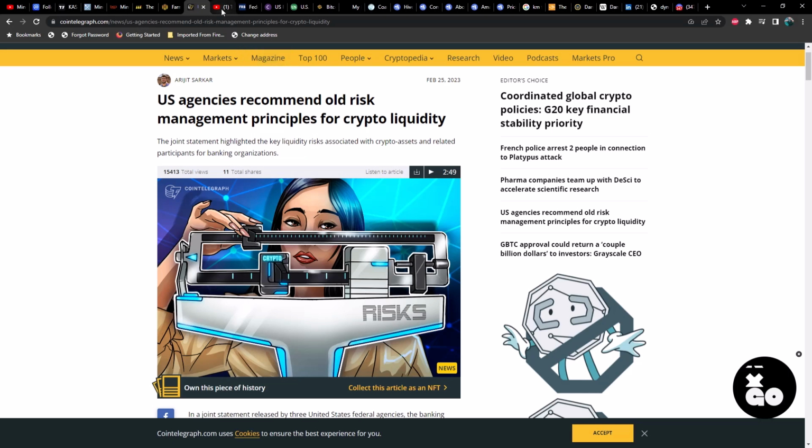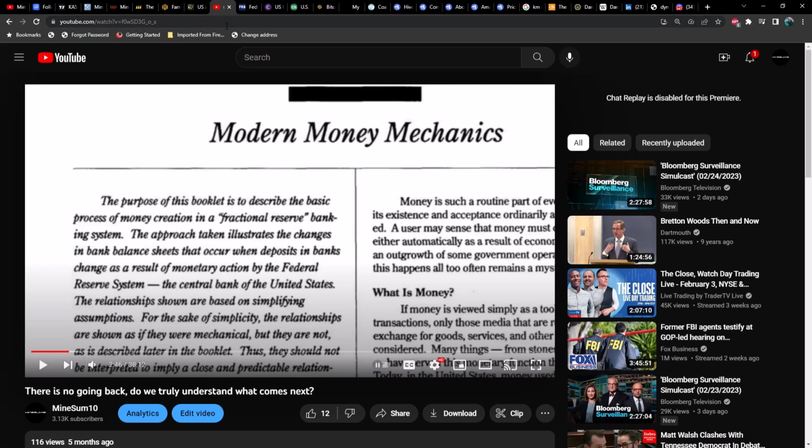So the United States currently uses the fractional reserve system, otherwise known as modern money mechanics. And this has been going on for quite some time, and this is directly in the handbook as it was written: The purpose of this booklet is to describe the basic process of money creation in a fractional reserve banking system. The approach taken illustrates the changes in banks' balance sheets that occur when deposits in banks change as a result of monetary action by the Federal Reserve System, the central bank of the United States.